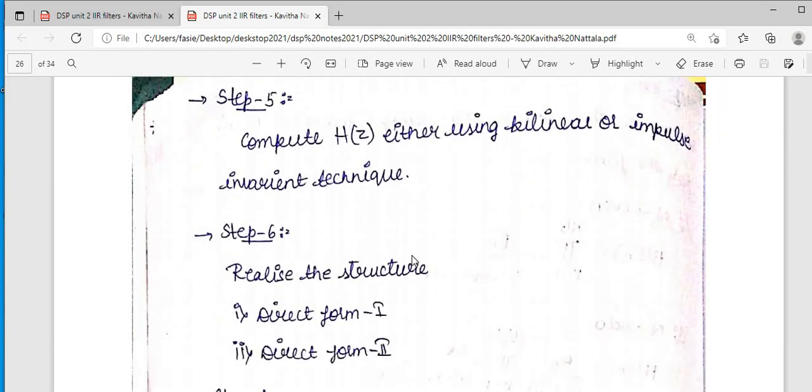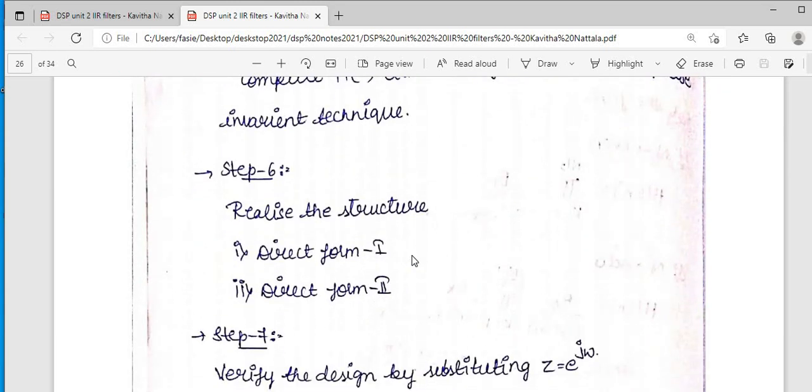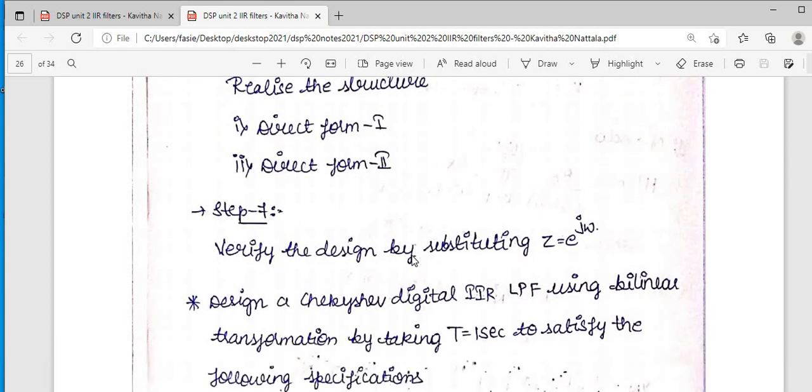And we can realize the structures. We know the realization of structure, right? By using direct form 1 and direct form 2. If they ask to find the verification also for designing that particular filter, we can find that by using z is equal to e^(jω). So we can substitute that factor and design that particular filter by using Chebyshev type 1 as well as Chebyshev type 2.